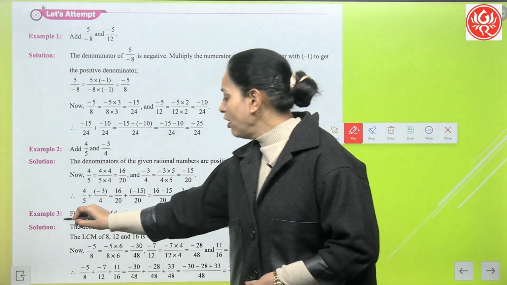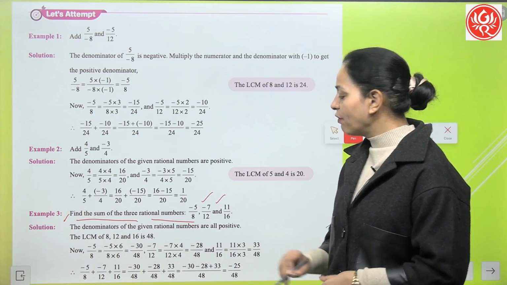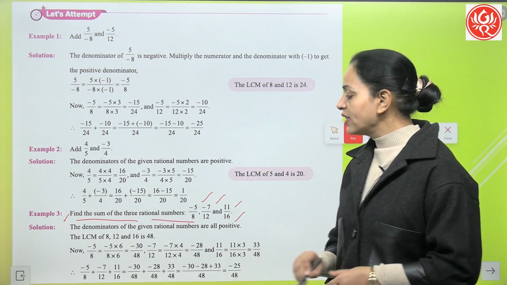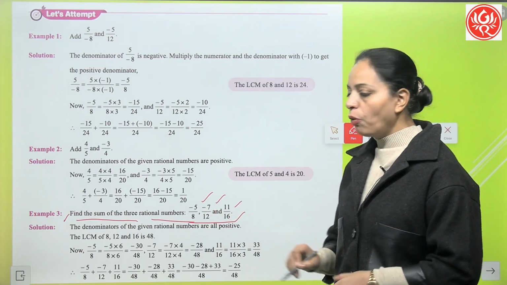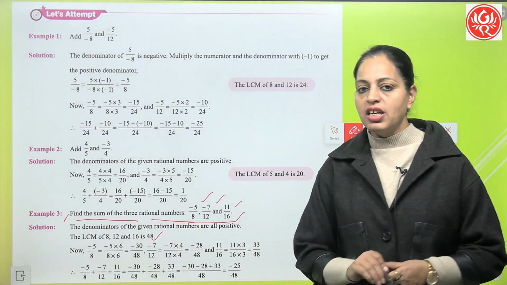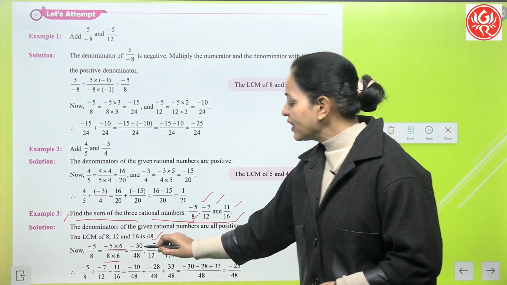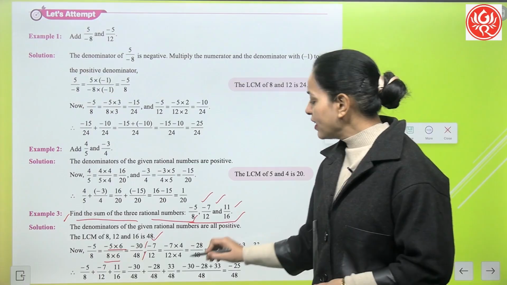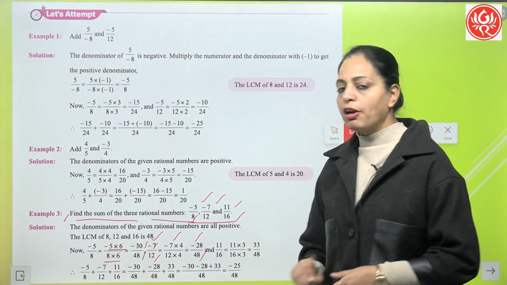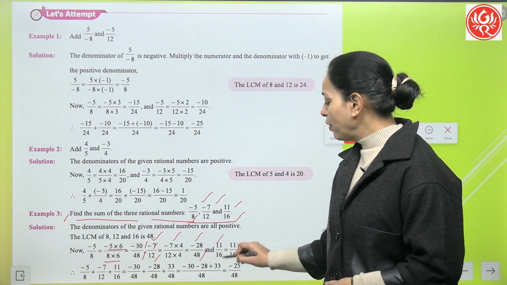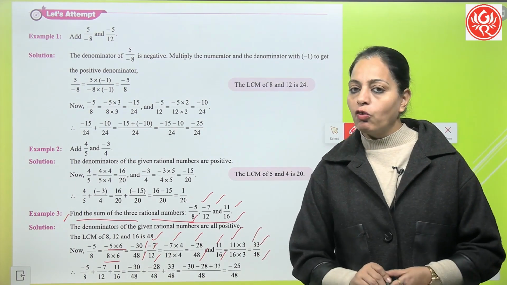Now see example 3. Find the sum of three rational numbers minus 5 upon 8, minus 7 upon 12 and 11 upon 16. So denominators all are positive, right? Just take the LCM of denominators. LCM is 48. So minus 5 by 8, 8 into 6, 5 into 6, minus 30 upon 48. Minus 7 by 12, 12 into 4, minus 7 into 4, minus 28 upon 48. Then the third one, 11 upon 16, 16 into 3, 11 into 3, 33 upon 48.